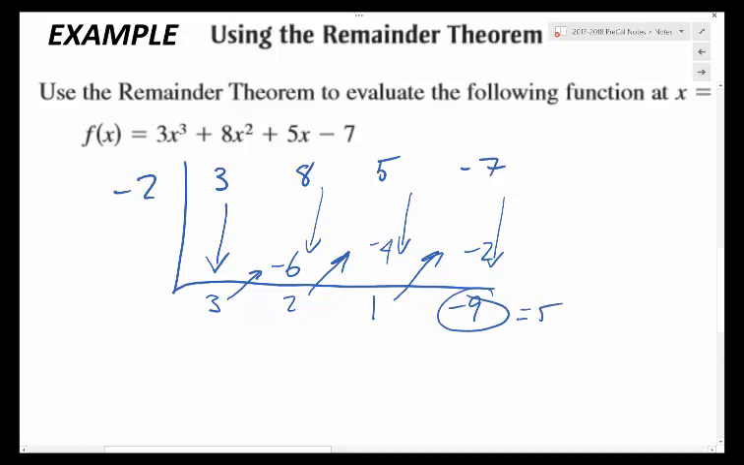So what that means is that when x equals negative 2, y at that function equals negative 9. It makes it a very simple method, even simpler than plugging it in, because I would have had to plug it in and go 3 times negative 2 cubed plus 8 times negative 2 squared plus 5 times negative 2 minus 7. But by using synthetic division, I can quickly plug it into the problem, and because of the remainder theorem, it tells me that, boom, that's what y equals at that number.